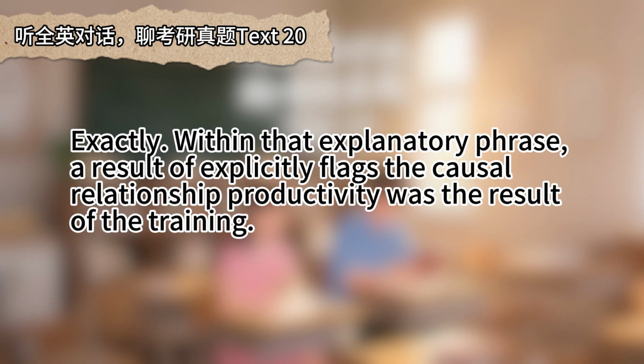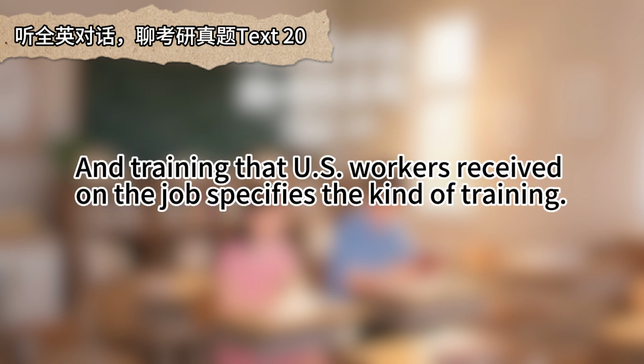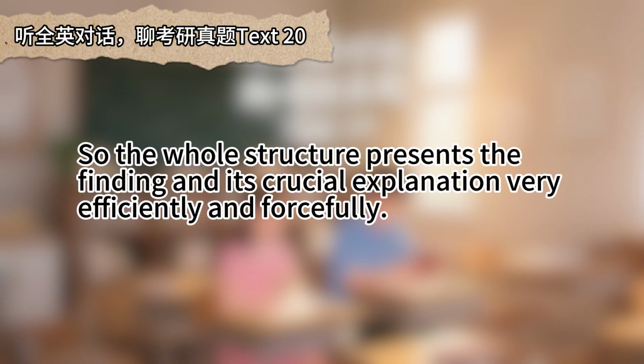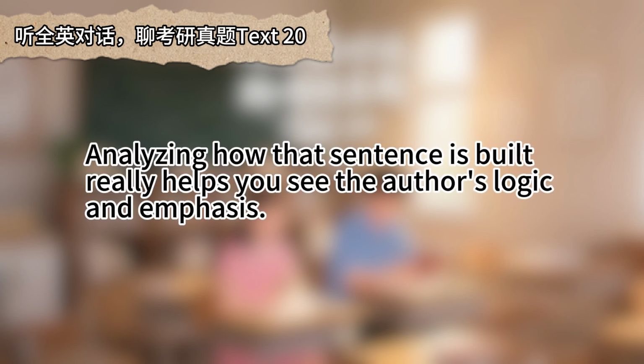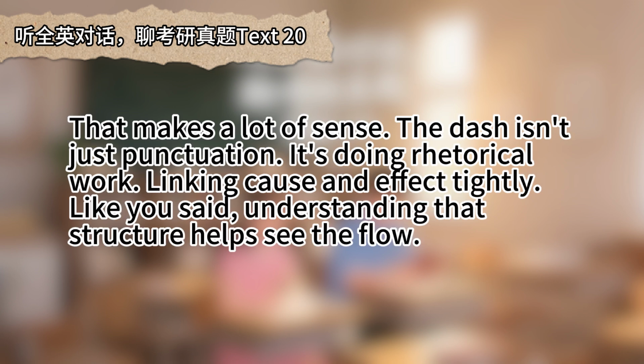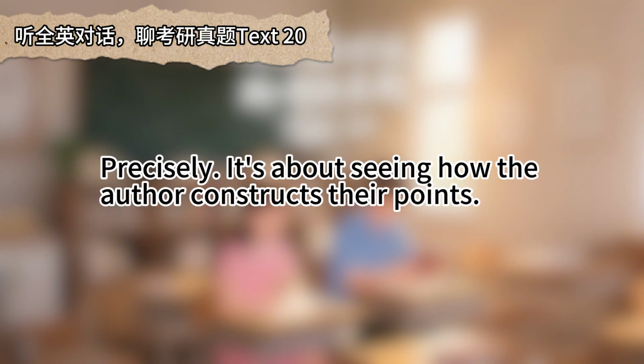Exactly. Within that explanatory phrase, "a result of" explicitly flags the causal relationship: productivity was the result of the training. And "training that U.S. workers received on the job" specifies the kind of training. So the whole structure presents the finding and its crucial explanation very efficiently and forcefully. Analyzing how that sentence is built really helps you see the author's logic and emphasis. That makes a lot of sense. The dash isn't just punctuation, it's doing rhetorical work, linking cause and effect tightly. Like you said, understanding that structure helps see the flow. Precisely. It's about seeing how the author constructs their points.